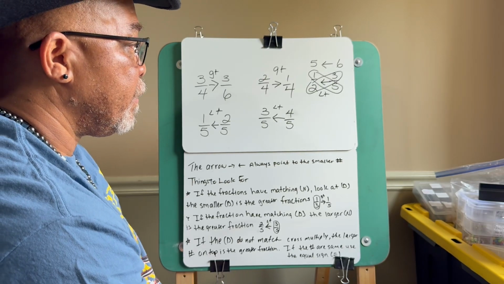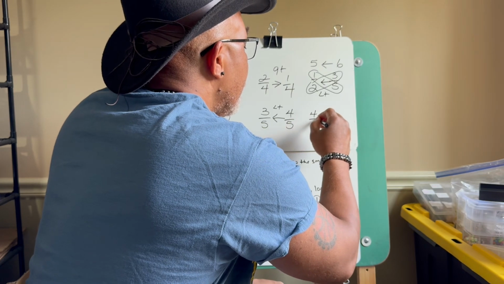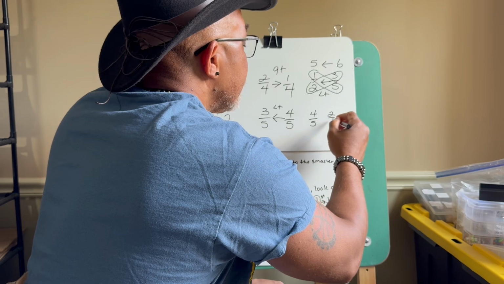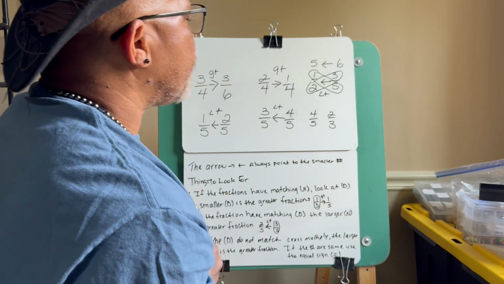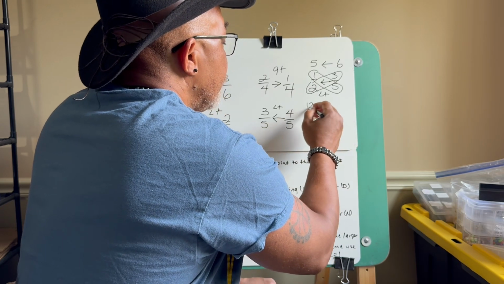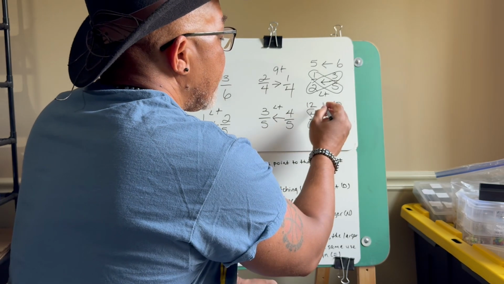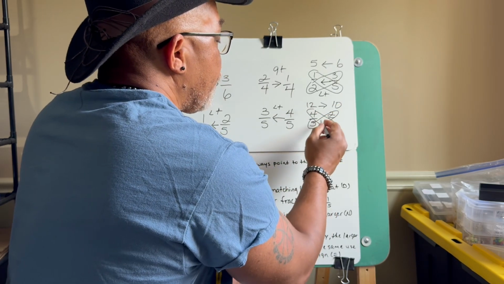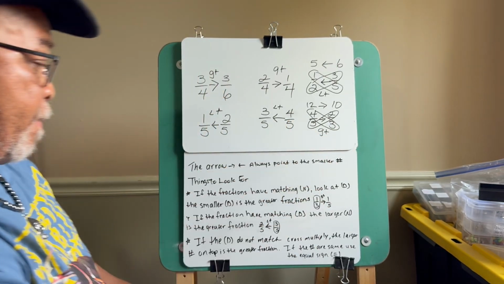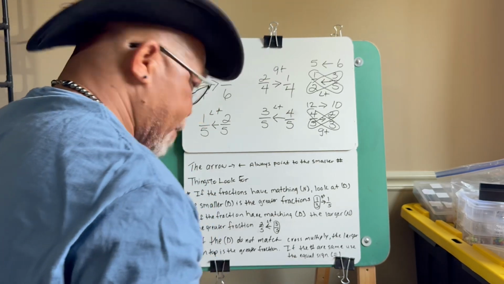So again, let's say you had 4/5, and over here you had 2/3. Again, cross multiply, that gives you 12. Cross multiply, that gives you 10. So 10 is less than 12, which means that 4/5 is greater than 2/3.